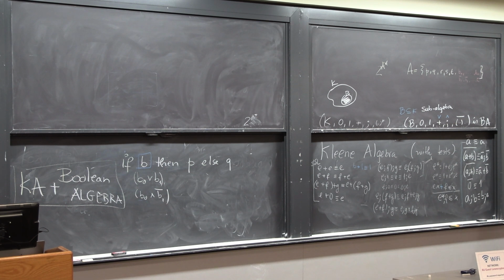B is closed under star, in the sense that you can show that any B star is 1. So that's an exercise. Any B star is 1.